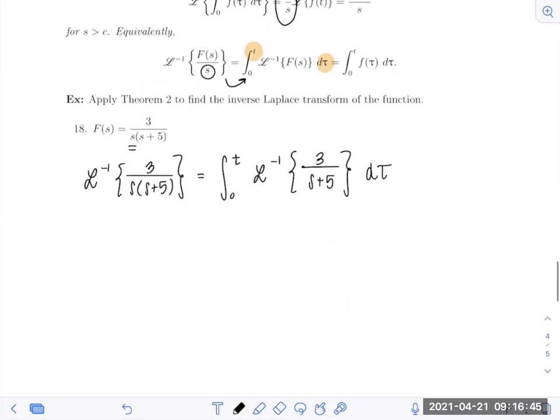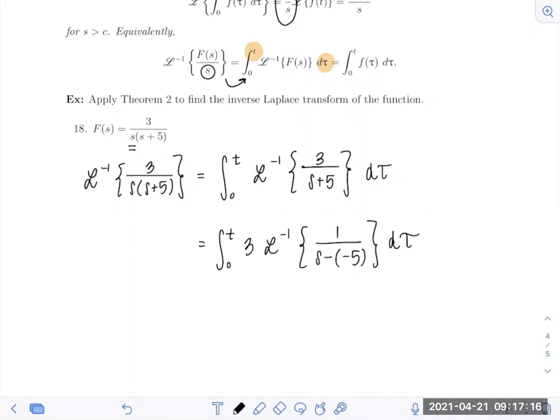Now I can use linearity of the inverse Laplace transform to factor out that constant 3. Then just so that it looks the way the formula is in the table, I'm going to write this as s minus a negative 5. I don't expect you to have all of these inverse transforms memorized, and I will most certainly provide this table on any exams that you would need.